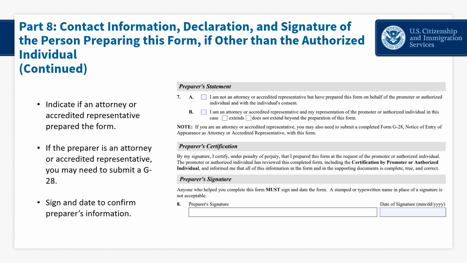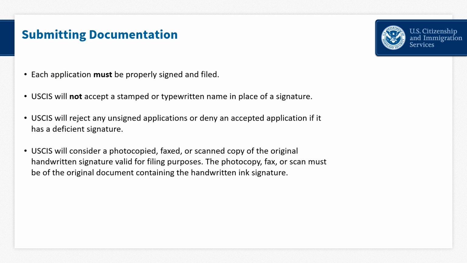If the same individual acted as your interpreter and your preparer, that person should complete both Part 7 and Part 8. If the preparer is an attorney or accredited representative, the preparer may also need to submit a G-28, Notice of Entry of Appearance as attorney or accredited representative. If you look at Parts 5 through 8, you can see the I-956K requires individual signatures. Each application must be properly signed and filed.